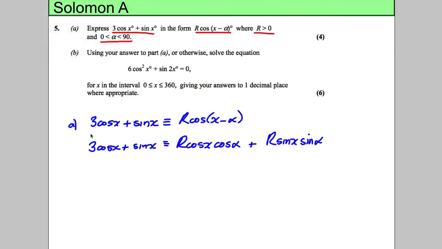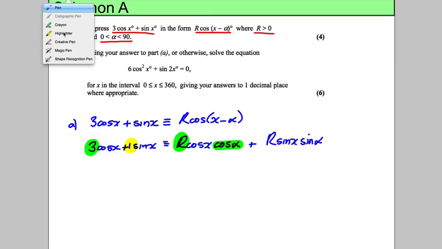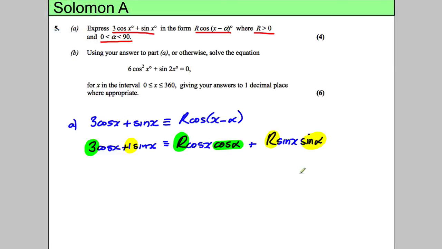We can deduce two things. The coefficient of cosine is 3. So 3 must equal r cosine alpha. The coefficient of sine x is a hidden 1 there. There's a hidden 1, it's 1 sine x. So therefore we can deduce that 1 must equal r sine alpha.